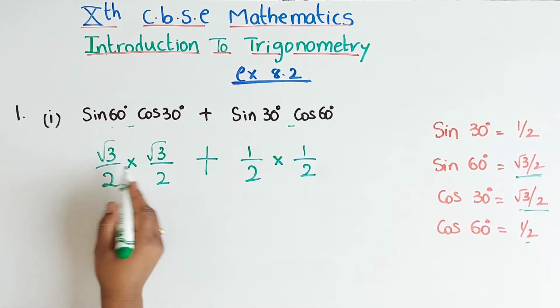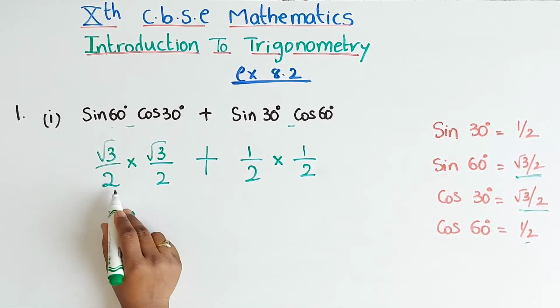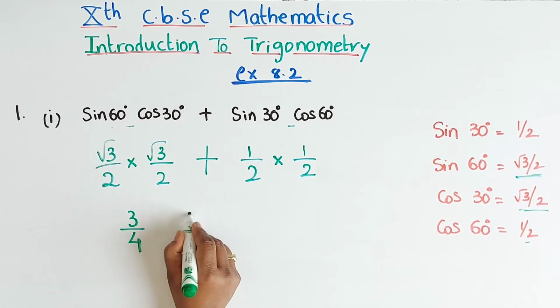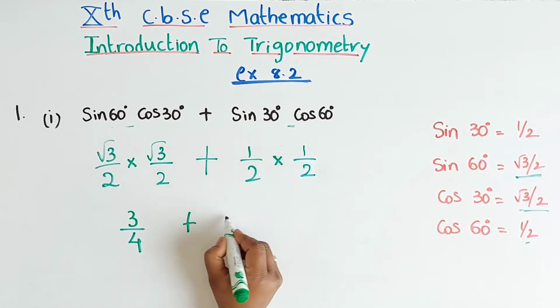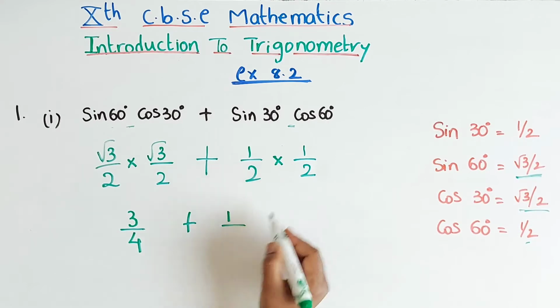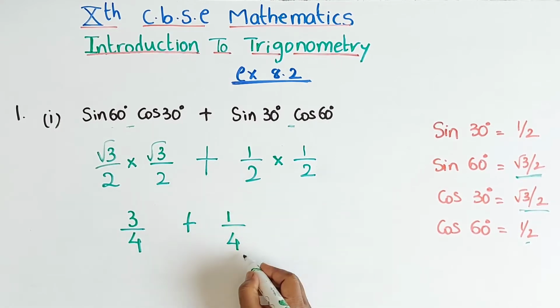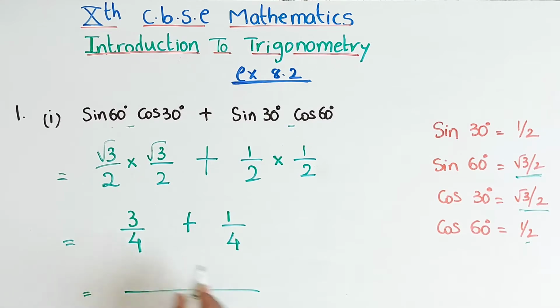Now root 3 into root 3 is 3, divided by 2 into 2, 4, plus 1 into 1, 1, divided by 2 into 2, 4. 1 by 4 here. Take LCM as 4 now. 3 plus 1 in the numerator. Now this is 4 by 4, children, that equals 1. Right? 1 is the answer.